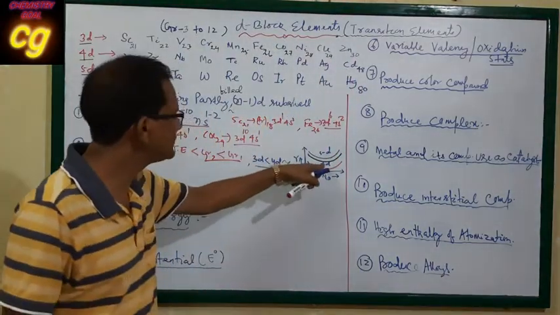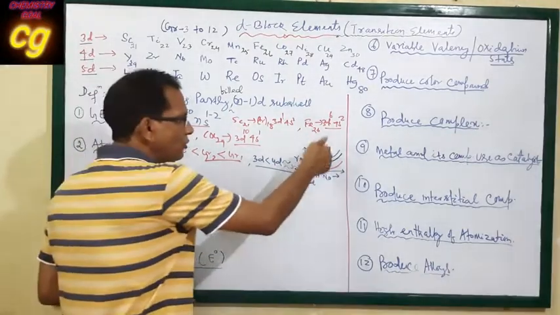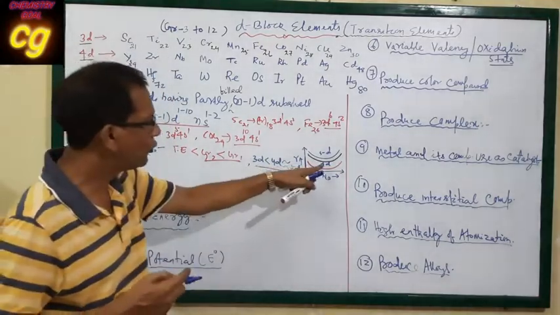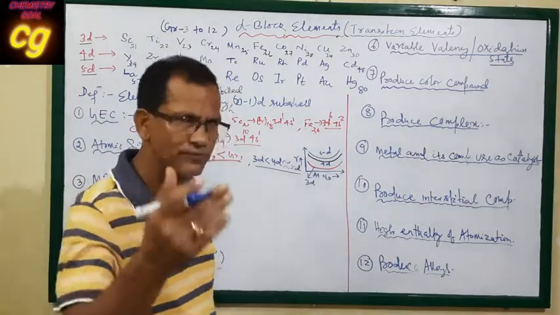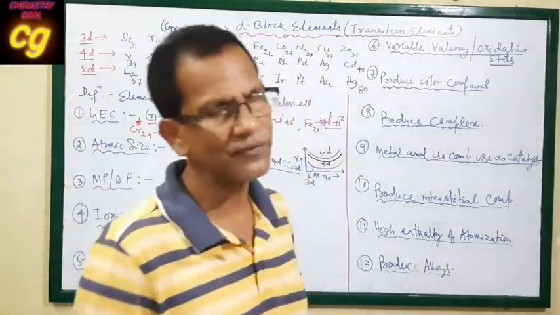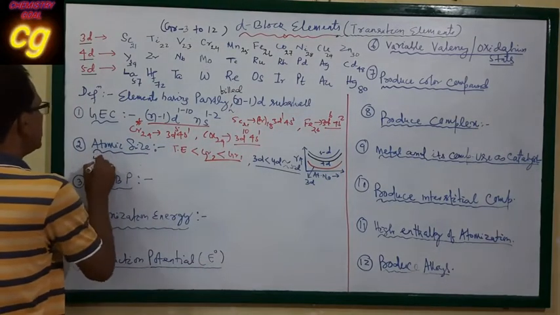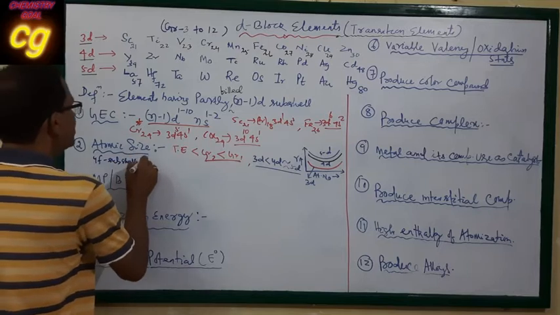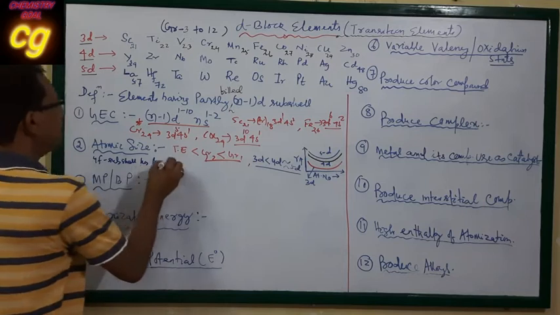Why are the 4D and 5D sizes the same? This is because in between 4D and 5D, the 4F subshell starts. As in between 4D and 5D the 4F subshell starts, the 4F subshell has a poor shielding effect.